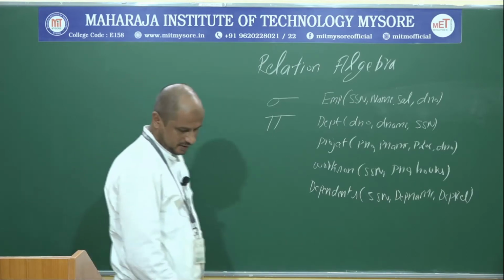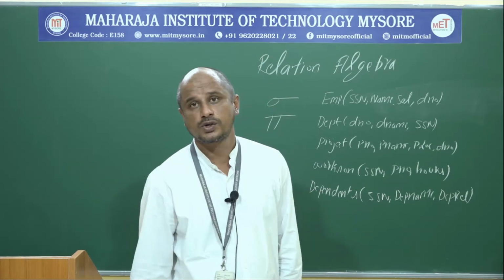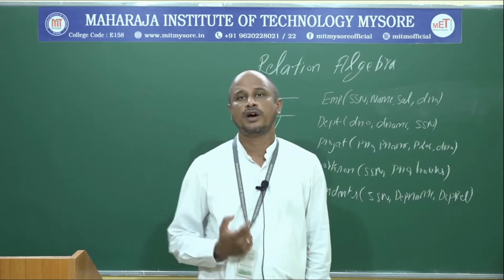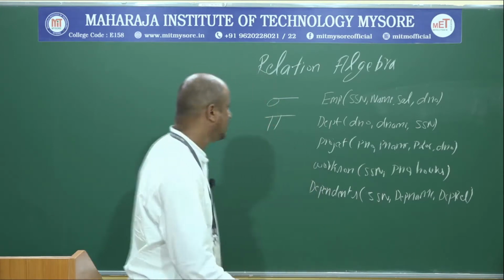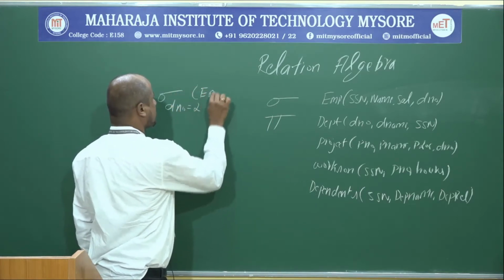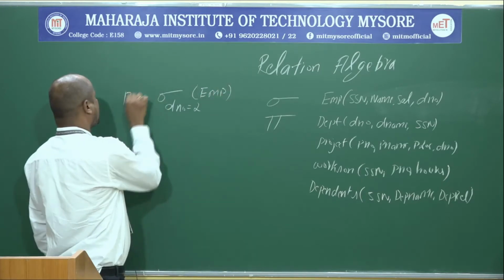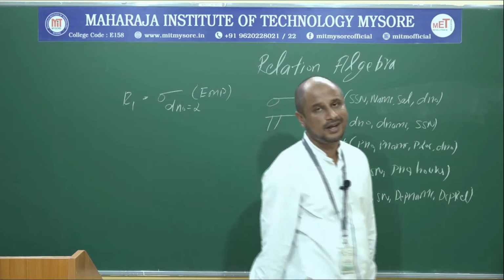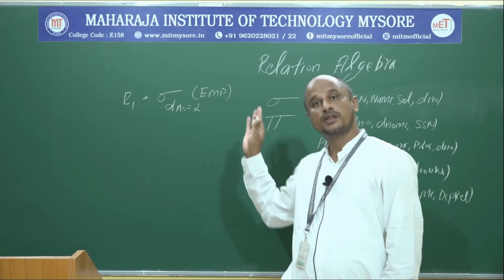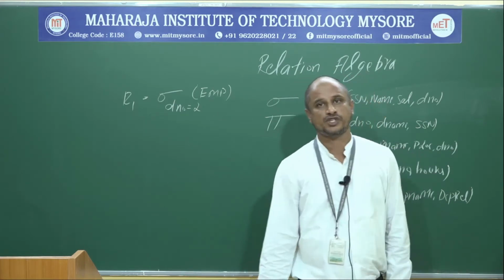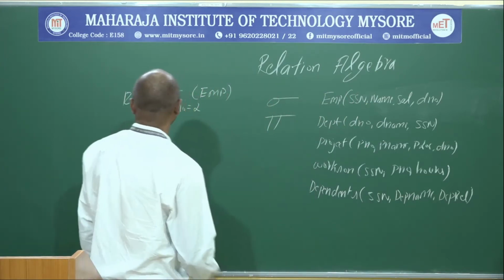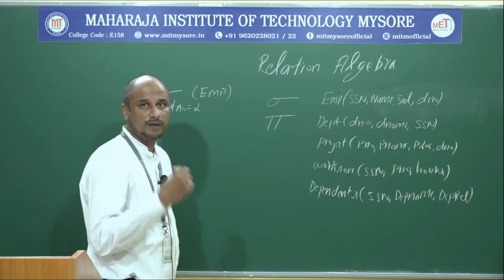So for example, if we retrieve the SSN of employees, or retrieve the tuples of employees who work for department number 2, at that time we just use D number equal to 2 from employee, okay, it is R1. So R1 contains a relation of the tuples of the employees working for department number 2. So this is one condition that is applied as a selection condition.